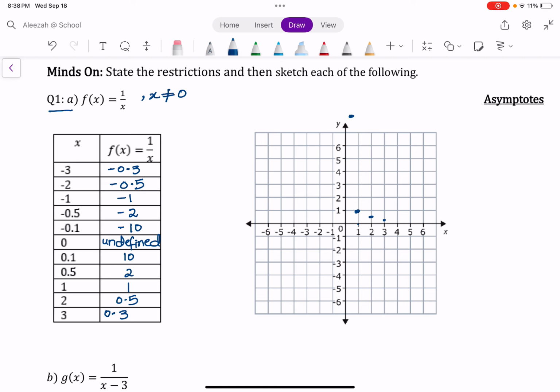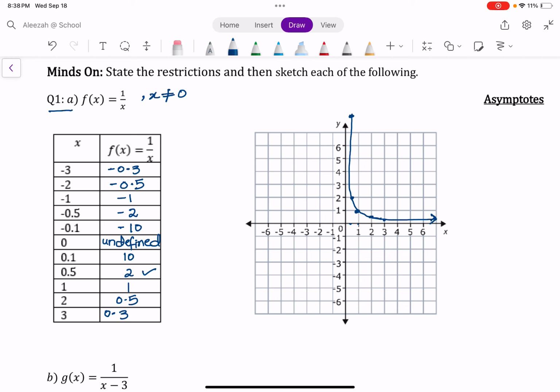That's the point. When my x value is 0.5, the y value is 2. So the x value is 0.5, the y value is 2 here, right? So this is the point. So if I use these points and I graph it, my graph will look like that. Right? Okay.